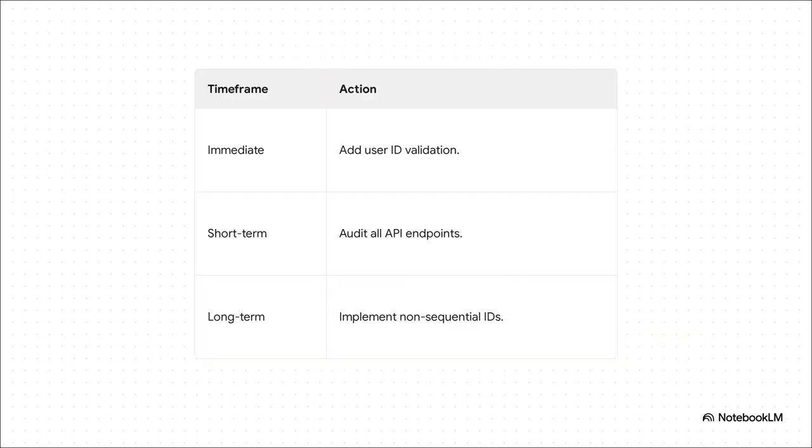A truly exceptional report doesn't just say, hey, this is broken. It provides a whole roadmap for fixing it. You give them a tiered plan. First, the immediate critical patch to stop the bleeding. Then, a short-term plan to audit for similar bugs. And finally, a long-term architectural change to prevent this whole class of vulnerability from ever happening again.